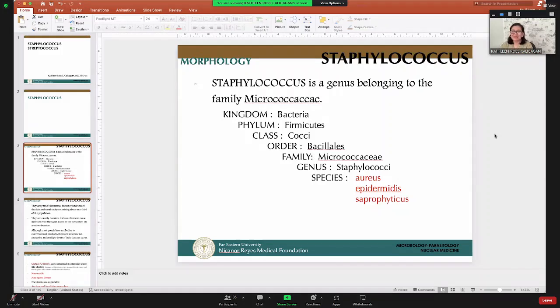So this belongs to the family Micrococcaceae. There are many species of Staphylococcus, but there are 3 or 5 medically important ones. These are aureus, epidermidis, and saprophyticus. Okay, so the lecture will focus on these 3 species, but predominantly Staphylococcus aureus. No?